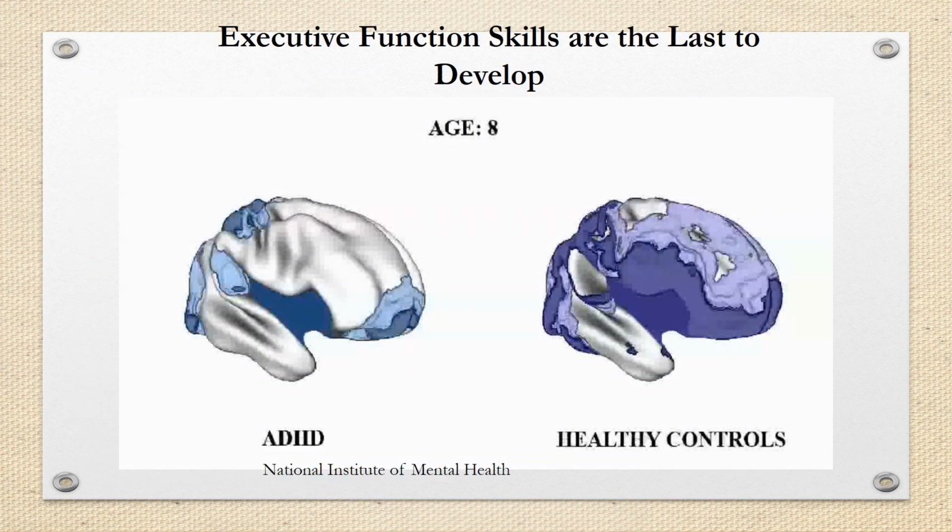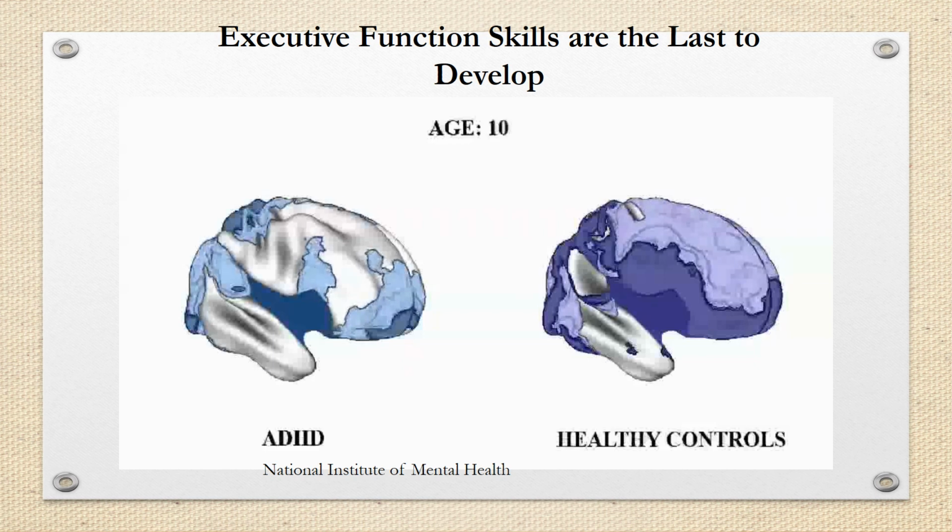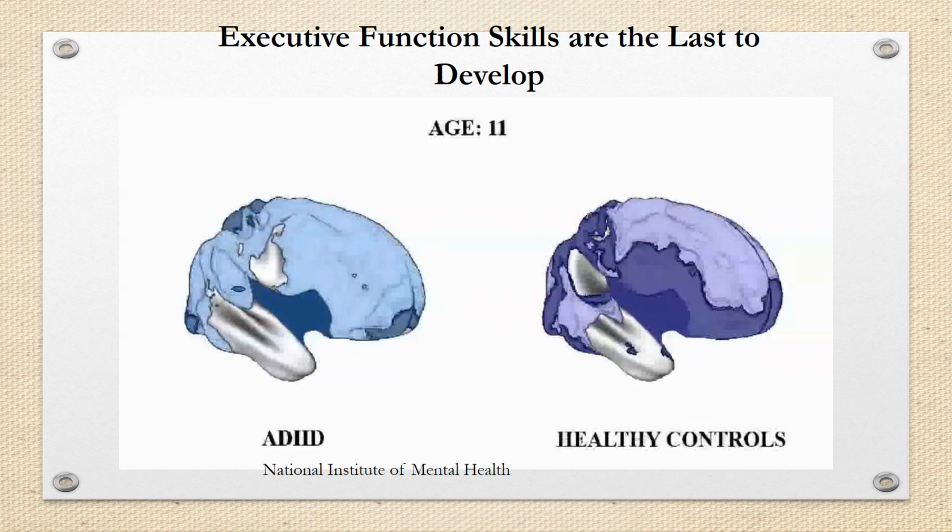In 2007, the National Institute of Mental Health did a study of how the ADHD brain develops, and did a composite of many different brains over time in order to compare brain development of this individual with ADHD with that of a healthy person. And what they found was that executive function skills are the last to develop, and that the ADHD brain develops in the same way but at a slower rate than the healthy brain.